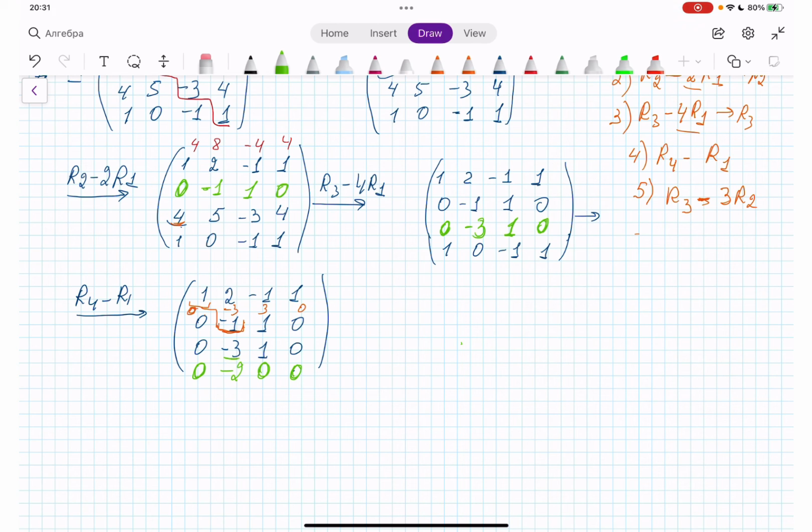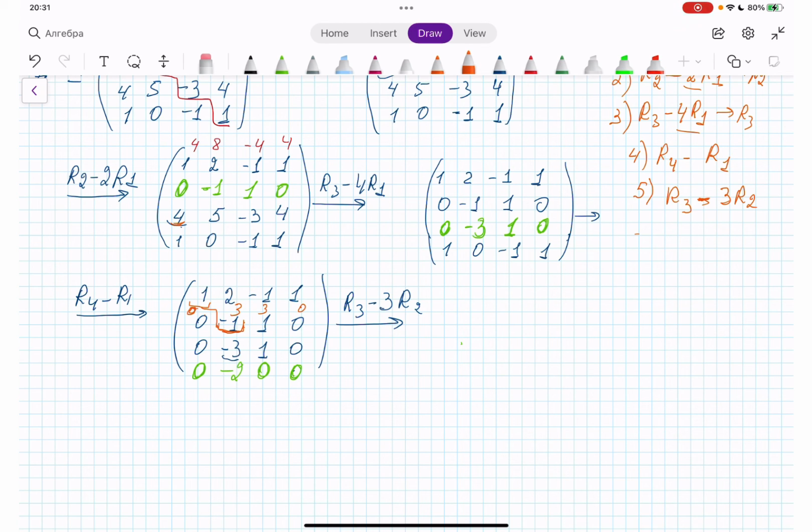Get 0, this one. Okay, therefore, this is what I'm going to do: R3 minus 3 times R2. How do I know by how much I have to multiply? I have here -3. Obviously, to get 0 instead of -3, this second row I have to have here 3, right? So -1 I have to multiply by 3, I'm sorry.